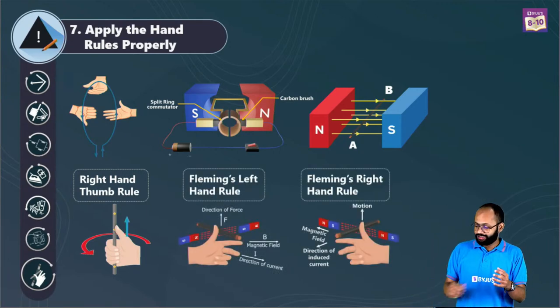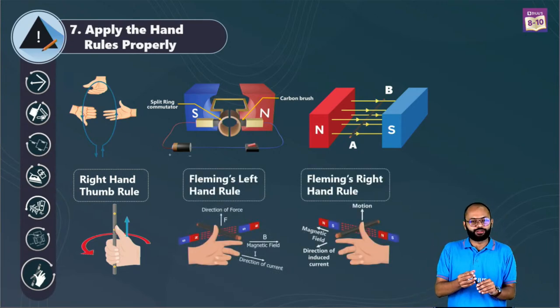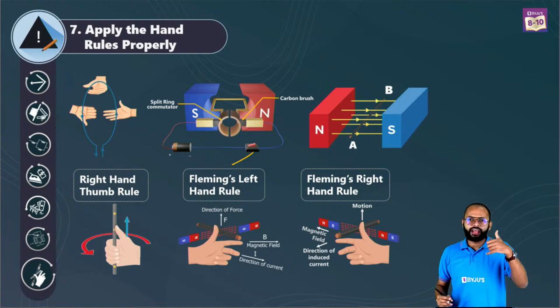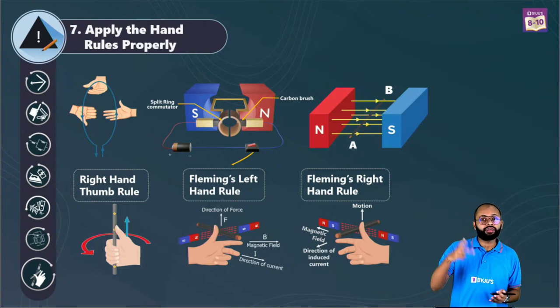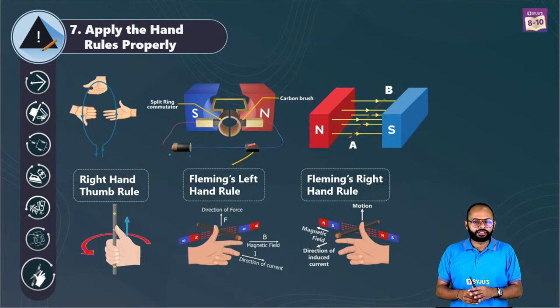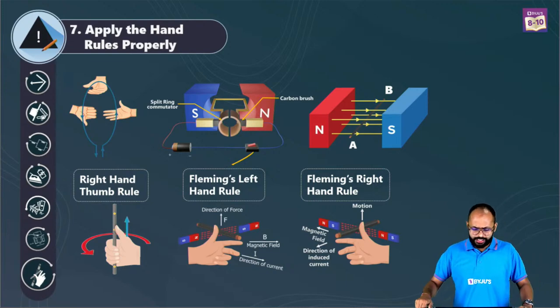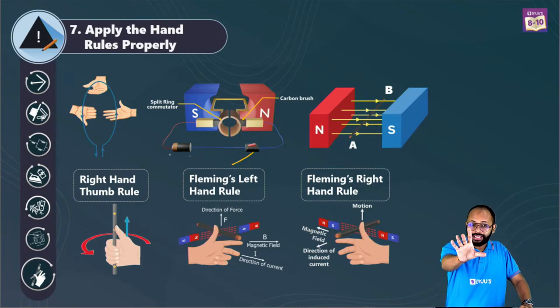Right hand thumb rule, I won't tell this again. You are very well versed with this. Current, magnetic field lines. Left hand rule, FBI, Fleming's left hand rule for force. This one for motion. You know this. Hand rules are easy. I'm just letting you know, be careful while applying them.